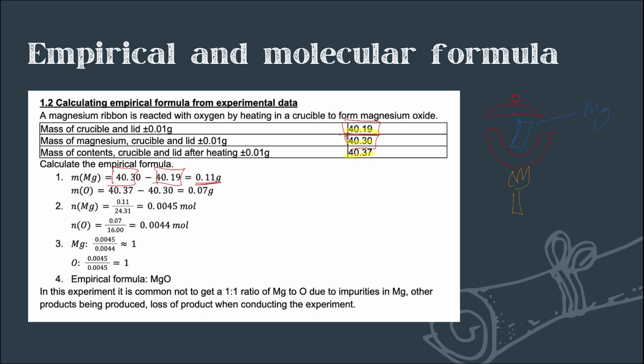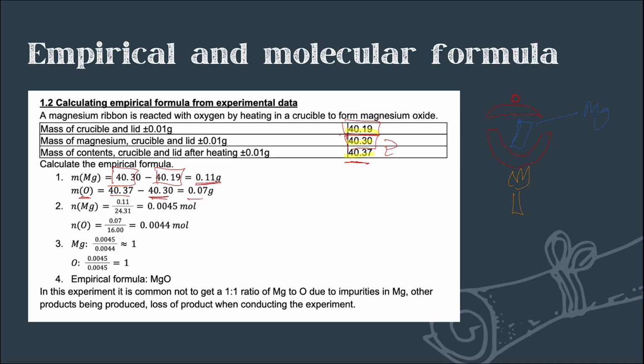Now, we are going to heat this with oxygen, and we're going to produce an oxide, so that contains oxygen. The change in mass from 40.3 to 40.37 is due to the formation of an oxide, which is oxygen. So we can find the mass of oxygen by doing 40.37 minus 40.3. You've subtracted away the mass of the magnesium, crucible, and lid. The only thing left is the oxygen component, which is 0.07.